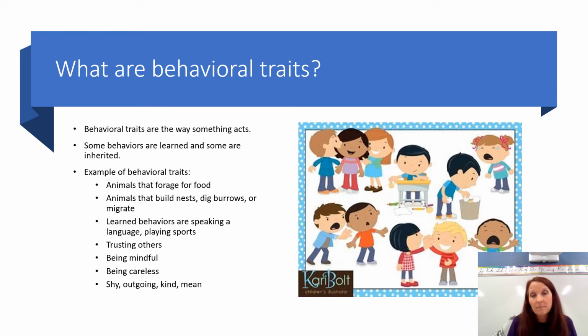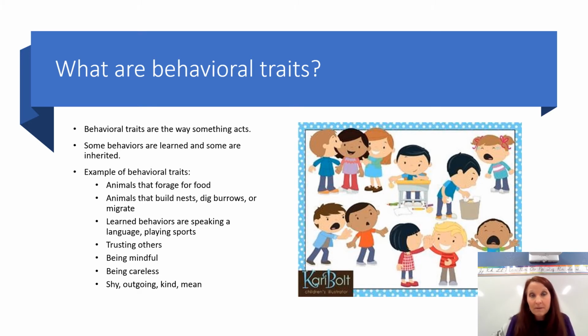So some examples of behavioral traits. If there are animals that forage for food, that means they dig and they have to search. Those are behavioral traits because they inherited that from their parents. They know that they have to look for food to eat. Animals that build nests, dig burrows, or migrate, those are also inherited behaviors. They just do that because their parents do that. So that is a behavioral trait that's inherited.